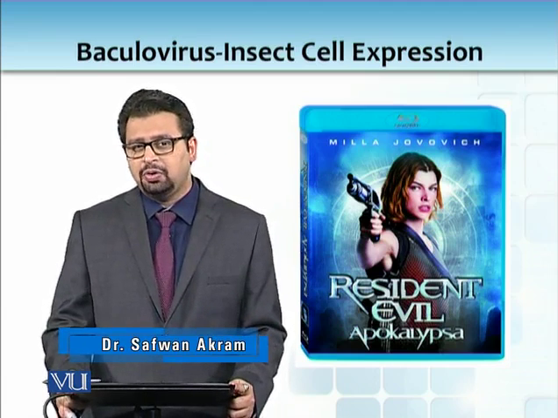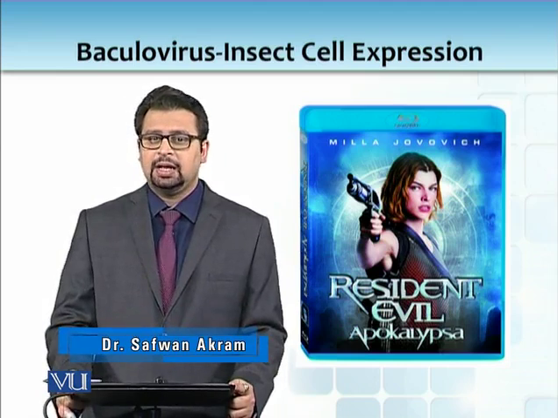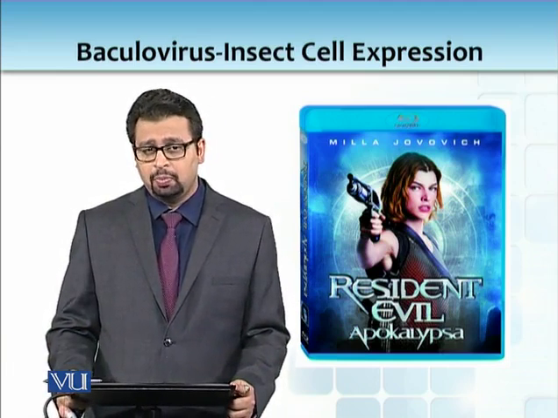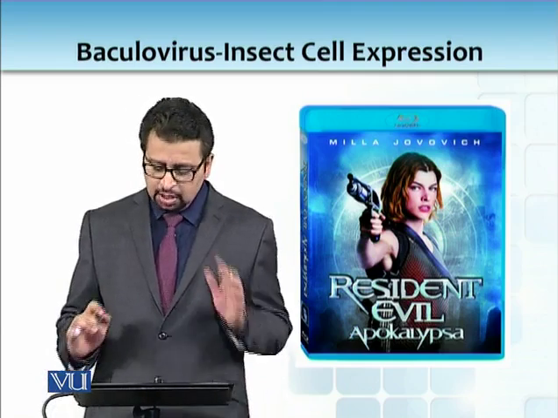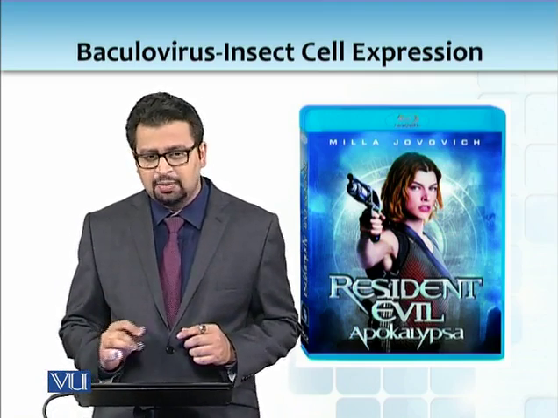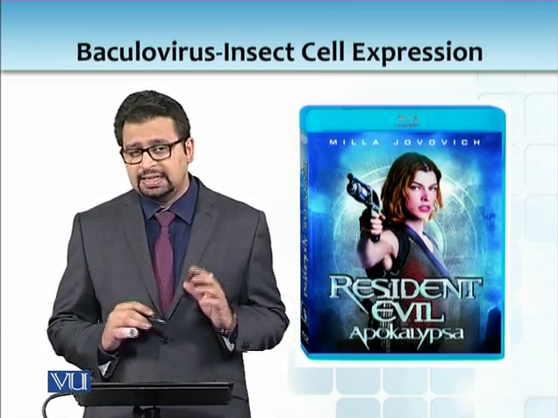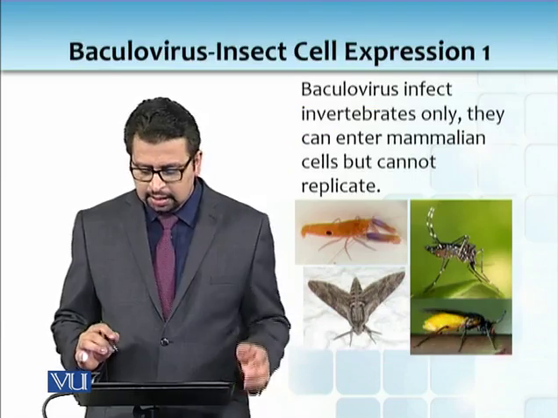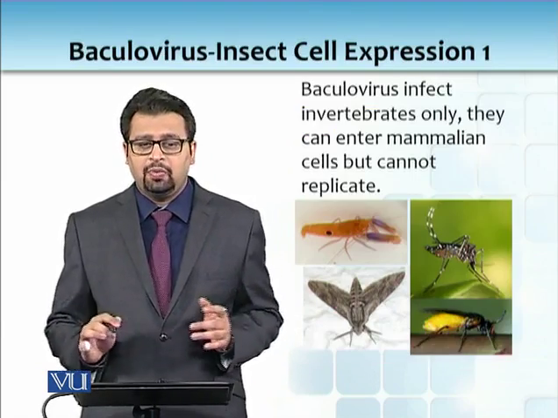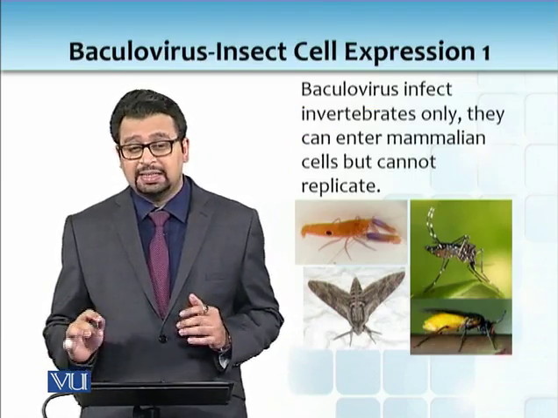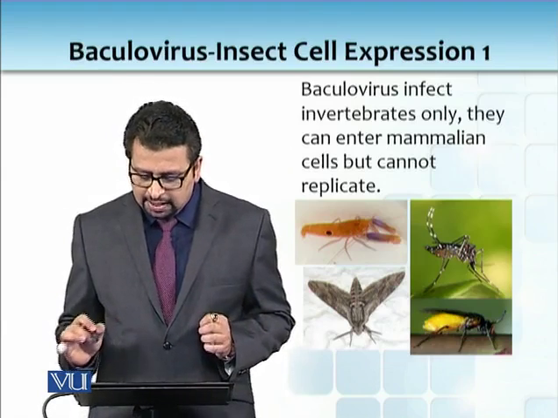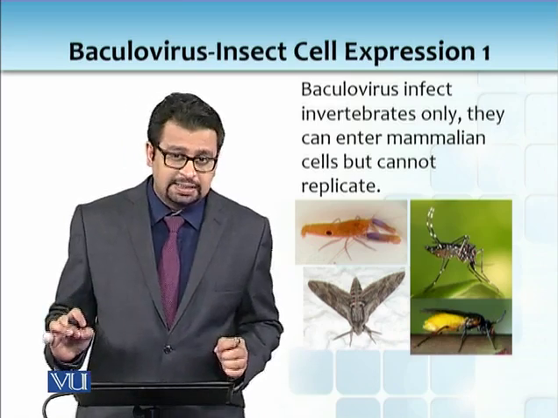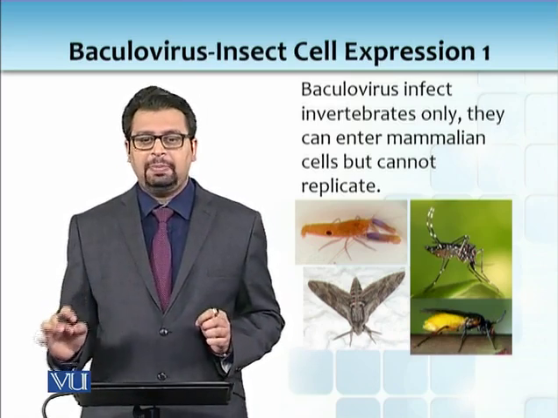Therefore, we try to develop strains and vectors which cannot affect the human population. One such particular system is the baculovirus insect cell expression. Now, let's see how baculovirus works and why it is safe. So baculoviruses infect invertebrates only. They can enter mammalian cells but cannot replicate.